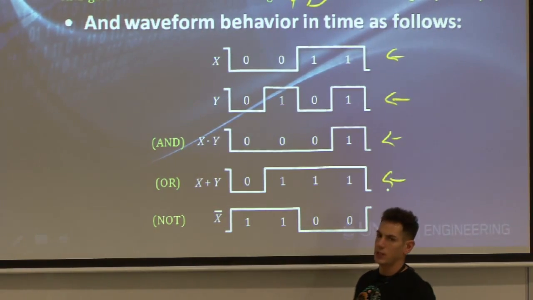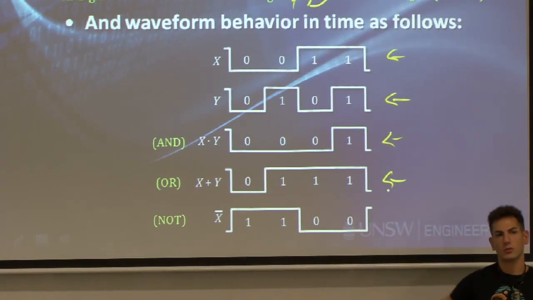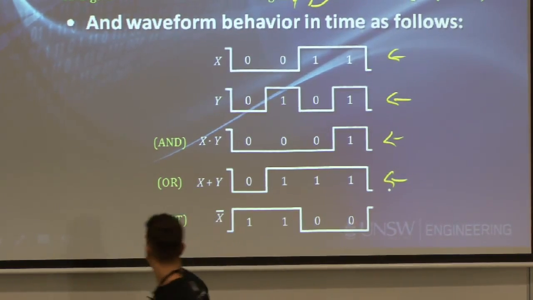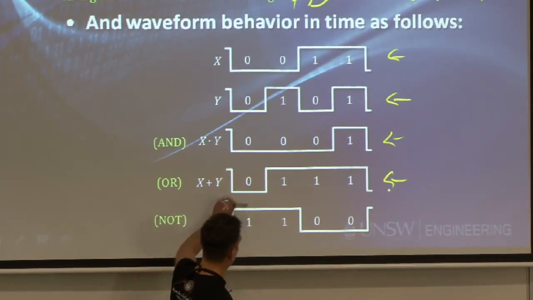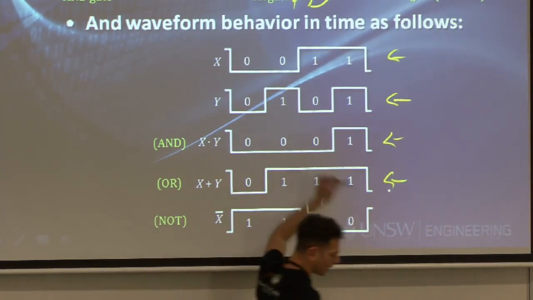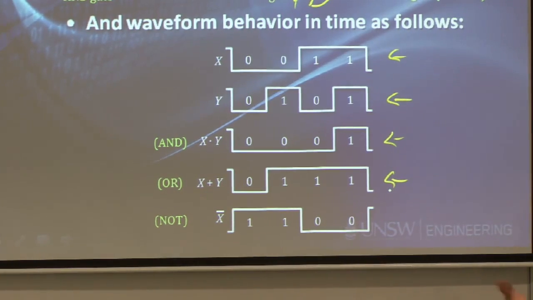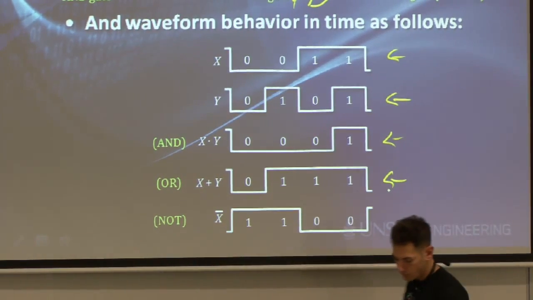Now, a lot of times you'll hear us, in terms of waveforms, talk about high and low voltages. Very obviously, low voltage will correspond to a 0, and a high voltage will correspond to a 1. So we either talk about lows and highs or 1s and 0s.